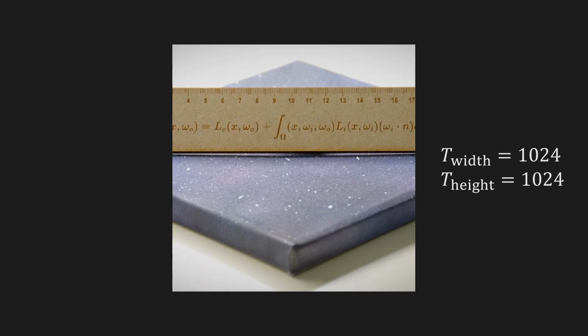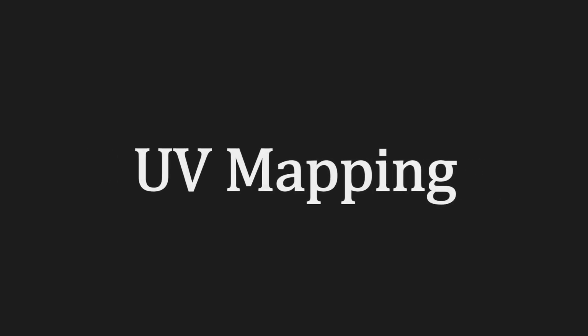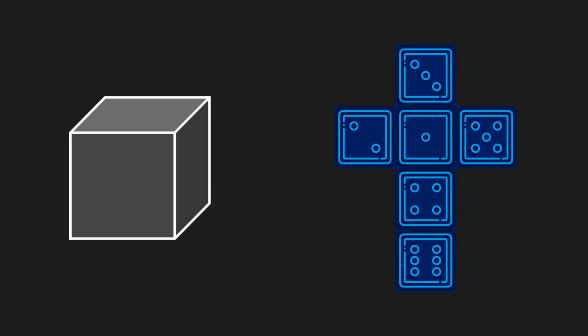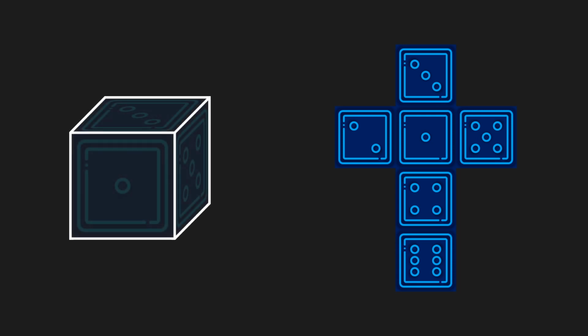Now that we know what a texture is, we'll move on to UV mapping. Given this 3D model, in this case a cube, and this texture, in this case an image of the six sides of a dice, UV mapping is a technique that allows us to stick that image onto the 3D model. In this case, that will give us a dice.